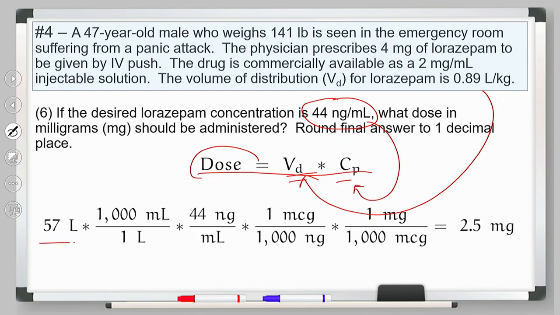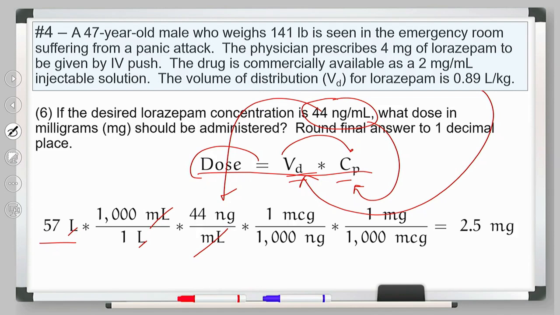So here's my volume of distribution, okay? The only problem here is that my concentration is nanograms per mL. So the first thing I did was take my Vd and convert its units from liters to milliliters. So 57 liters times 1,000 gives me 57,000 milliliters. And I wanted that because then if I multiply that by my Cp, my Vd times my Cp, right, milliliters cancel, and I will know my dose.